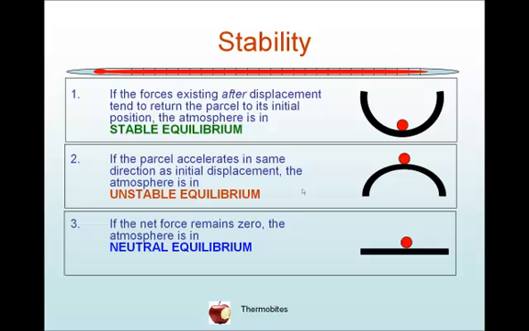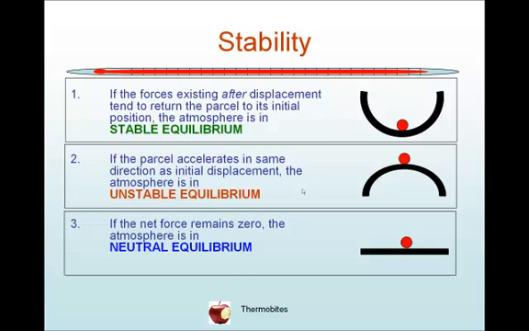We can argue by analogy from a marble inside a bowl. We can see in this situation that the forces existing after the displacement tend to return the parcel, or the marble in this case, to its initial position. So the restoring force in the case of the marble is gravity, and as we push the marble up the sides of the bowl, gravity is acting downwards to return the marble to its initial position after the displacement. So that's a stable equilibrium.